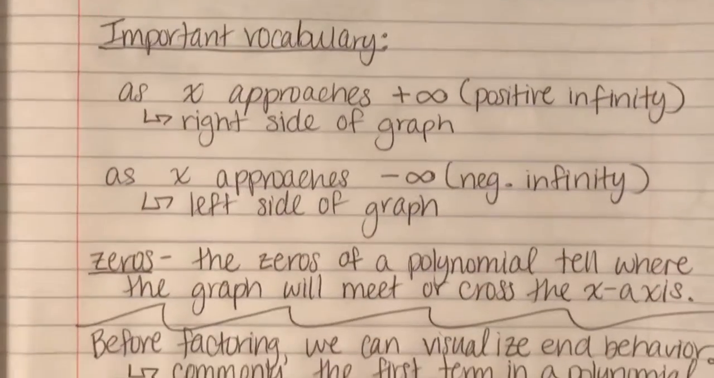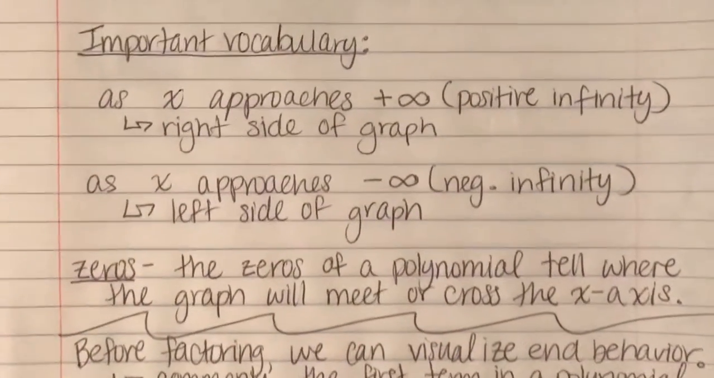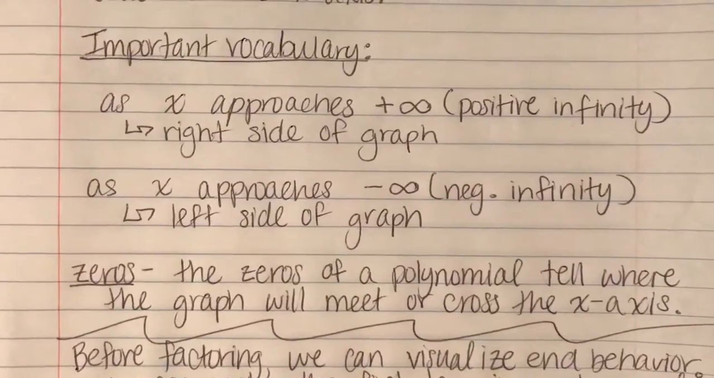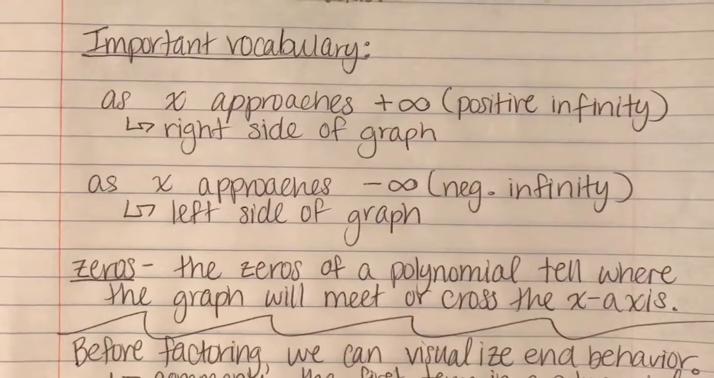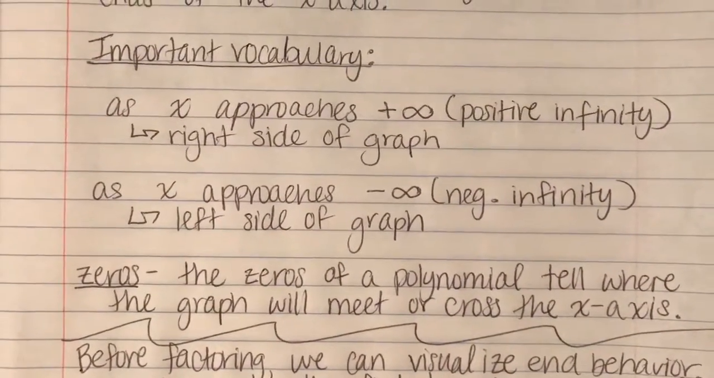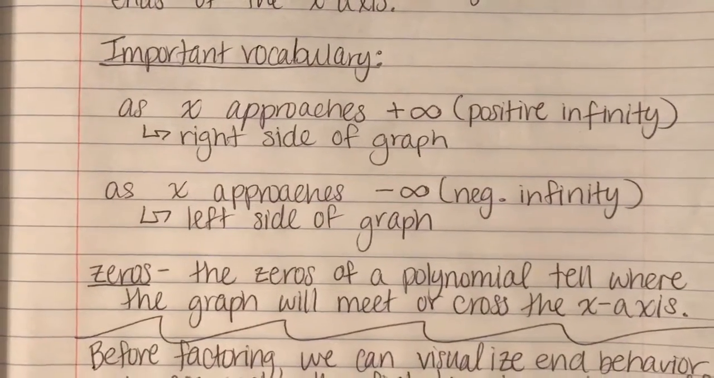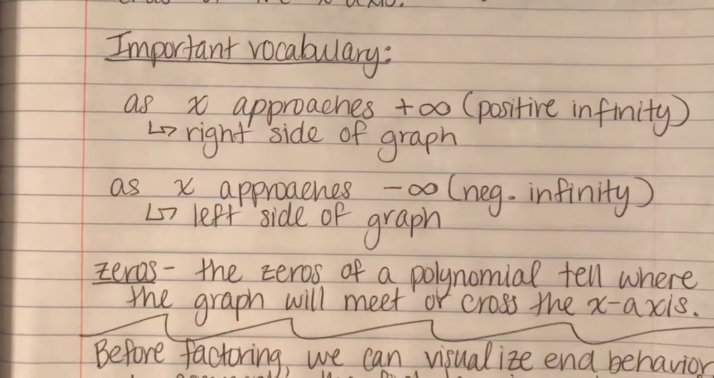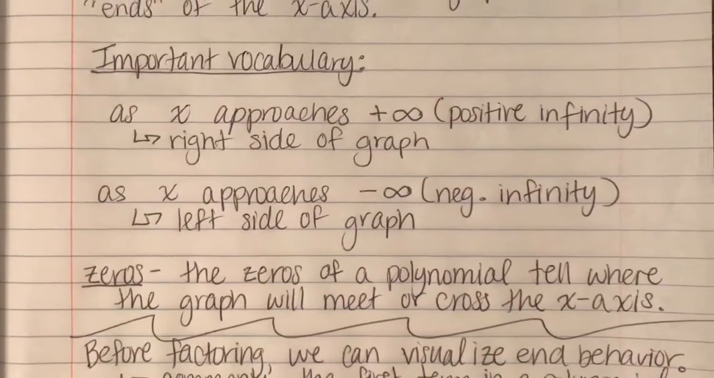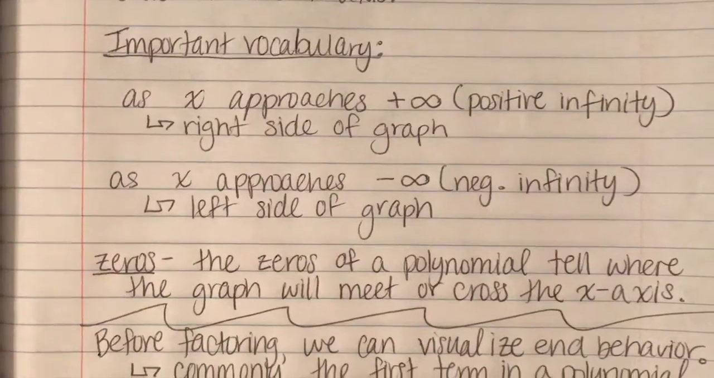And then just to cover a little bit more, we're going to describe the zeros. The zeros of a polynomial tell where the graph will meet or cross the x-axis. These are all very important things to know because by determining the trend of a graph as well as the zeros, we can visualize it before actually graphing it.